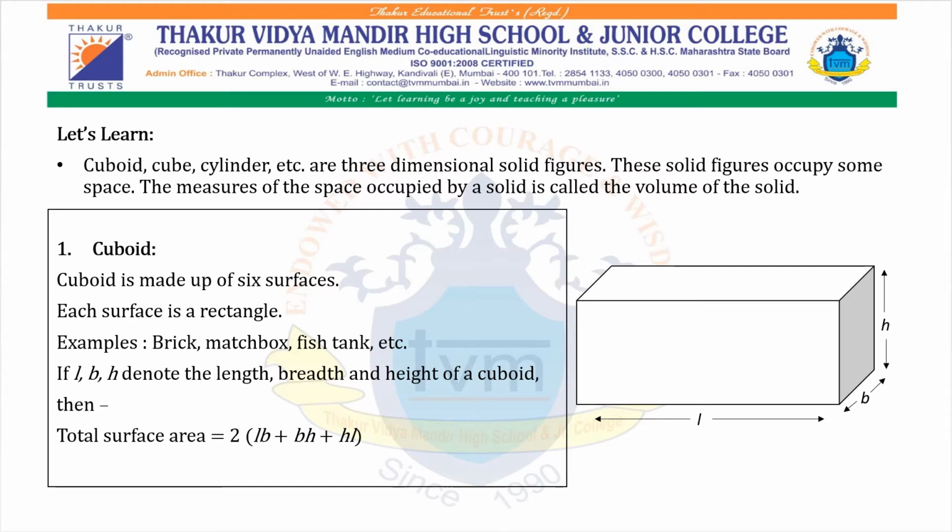If L, B, H denote the length, breadth and height of a cuboid, then total surface area is equal to 2(LB + BH + HL).